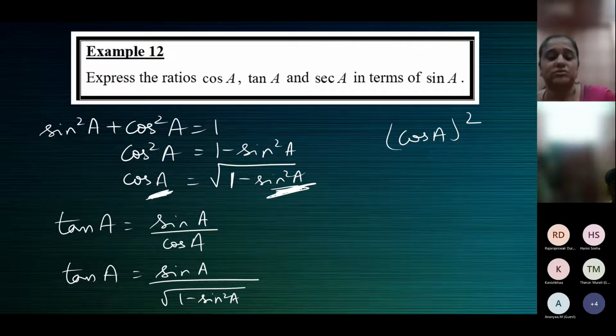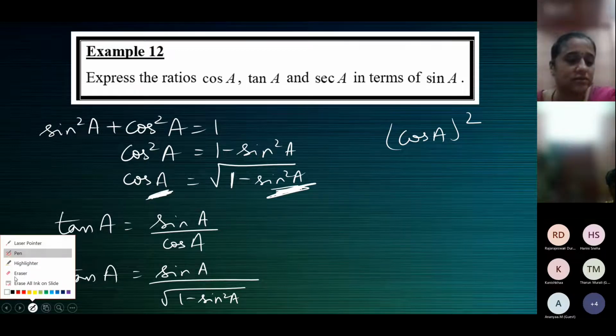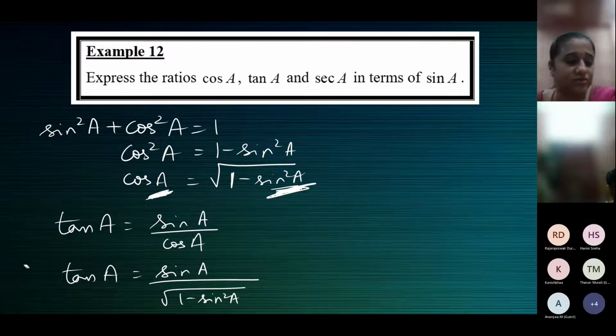Tan A is equal to sin A by cos A, and cos A we have already found in terms of sin A, root of 1 minus sin square A. So sin A by root of 1 minus sin square A. You can see tan A is in terms of sin A, only sin we have there. And the last one is to write secant A in terms of sin A.